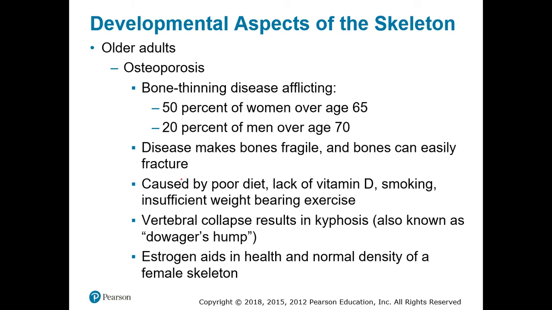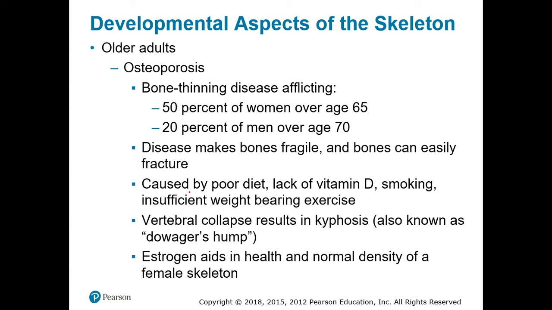And then last but not least, older adults, typically you're going to develop some form of osteoporosis, and this actually affects women more than men. Osteoporosis is a term you may have heard of. It's a bone thinning disease. It affects 50% of women over 65 and 20% of men over 70. The reason people worry about it is because it makes bones fragile, and so you can break or fracture them a little bit easier if you just fall.